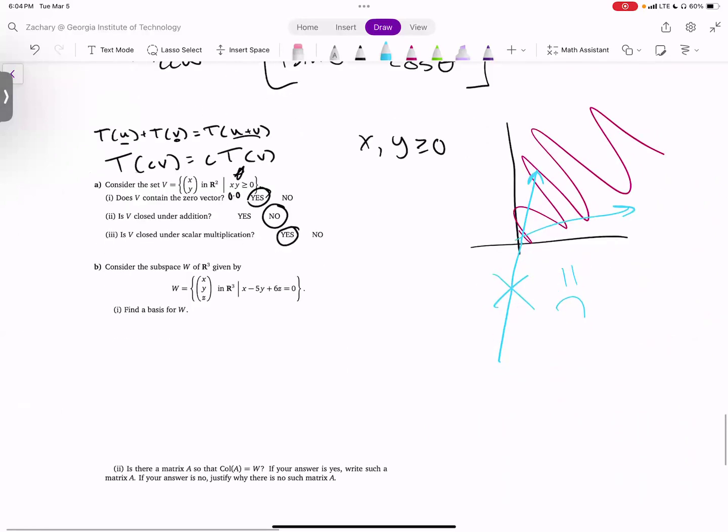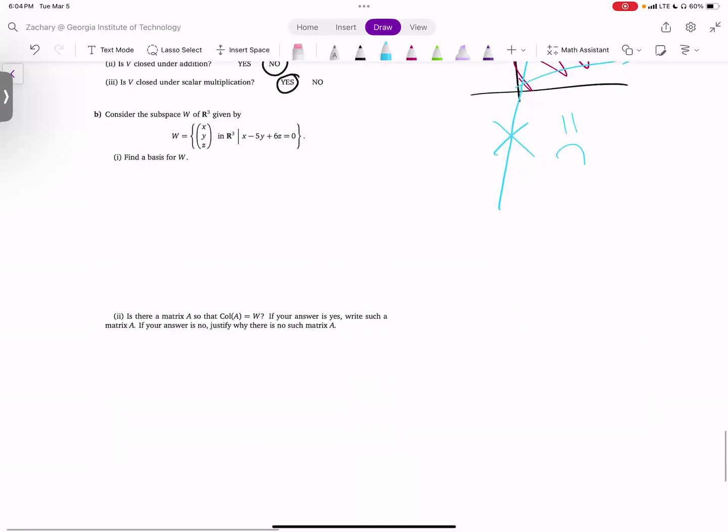Okay, thank you. So it may help to draw whatever the thing they're asking for is, and then you can kind of see it from there. Otherwise, you can do the rigorous algebraic way.